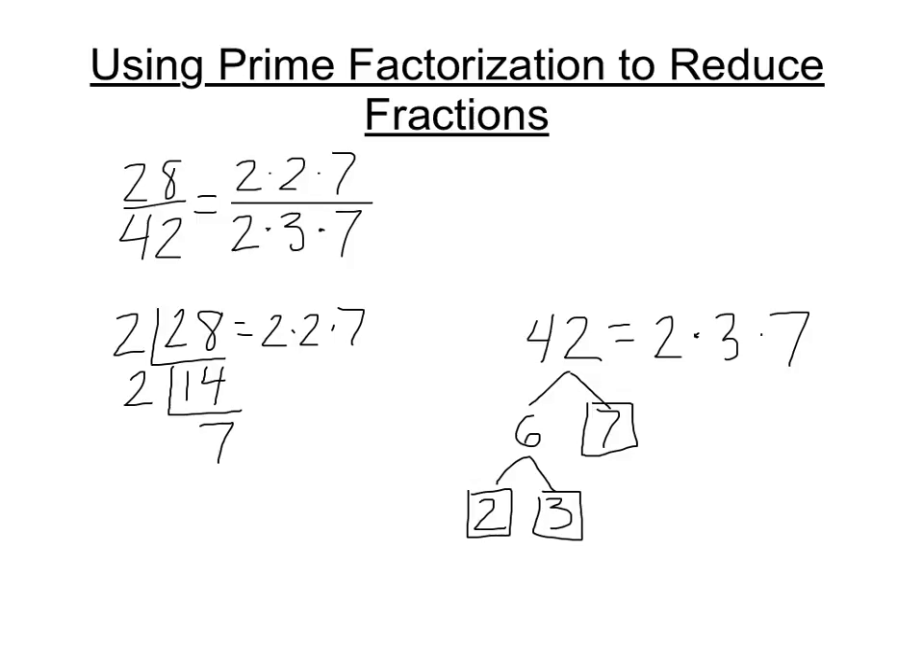Well, obviously, a 2 can reduce with itself. And when a number reduces with itself, they both become 1s. And then a 7 can reduce with itself, which means they both become 1s. And I'm all out of options. So now if we multiply what's left over, well, 1 times 2 times 1 is 2 over 1 times 3 times 1 is 3. So my reduced fraction is 2/3.